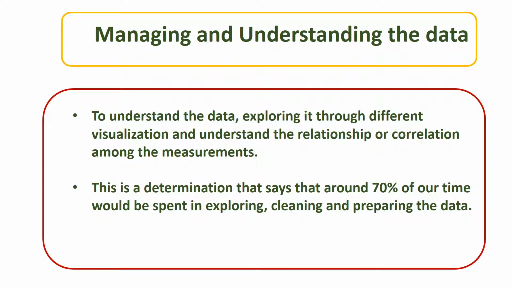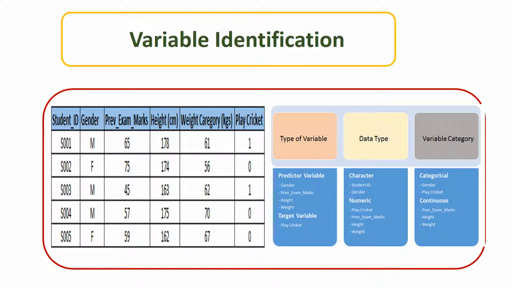Usually, understanding the data, cleaning the data, and preparing the data for analysis take around 70% of our effort in developing machine learning applications. When we have a data set, first we have to identify what variables are available and what their types are. First we identify the target variable and the remaining predictor variables that can be utilized for our analysis.